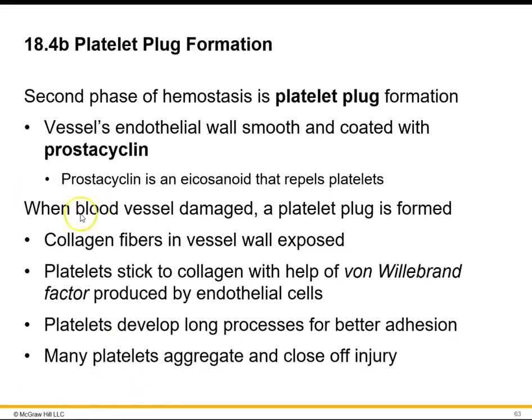Now, what happens when a blood vessel is damaged? Well, those endothelial cells are going to be damaged, and collagen fibers within them are going to be exposed. Platelets are going to stick to those collagen fibers with the help of this thing called von Willebrand factor, and the endothelial cells produce von Willebrand factor. So platelets, in order to stick to collagen, have to have von Willebrand factor present. Then the platelets are going to stick together, aggregate, and close off the injury.